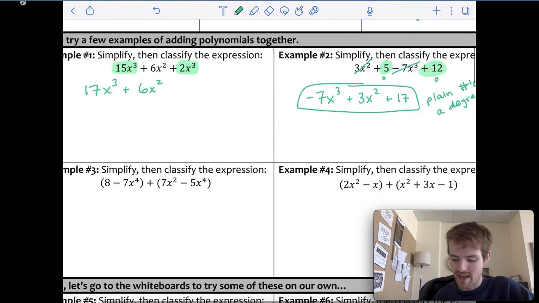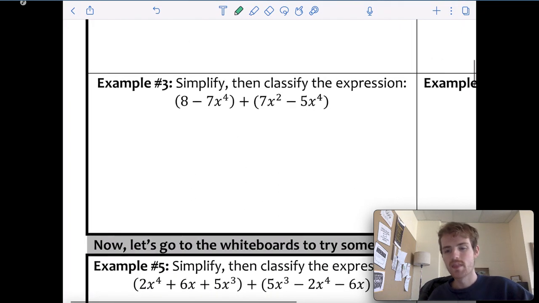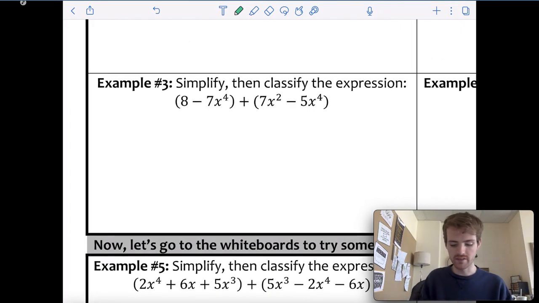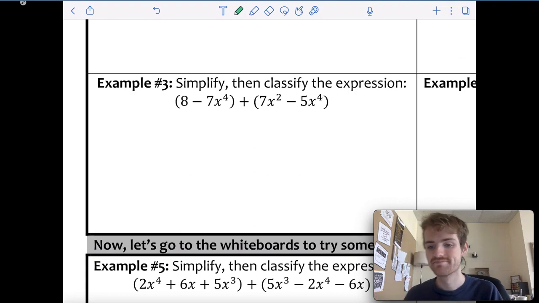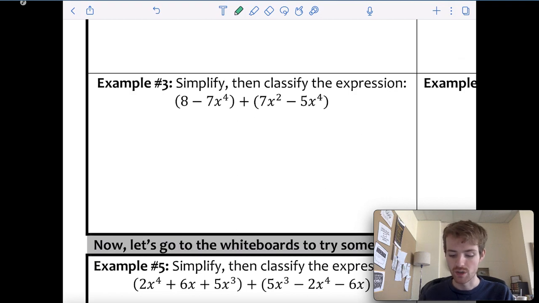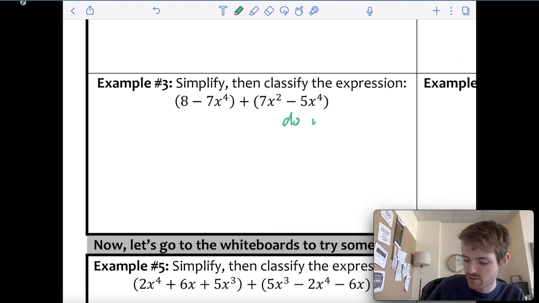Okay, next, example 3. What we're doing here is we're taking one thing, we're taking this binomial, and we're adding it to this trinomial. When we do that, we put these parentheses, and it makes this problem look confusing. Let me tell you, the good news, don't worry about it. When we see parentheses, we ask ourselves this question. Do we do anything to the parentheses?